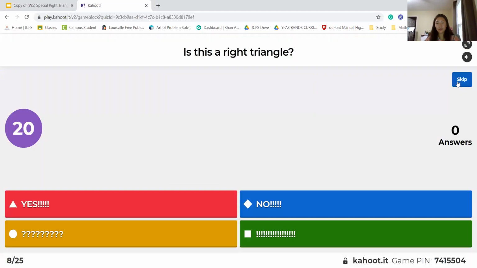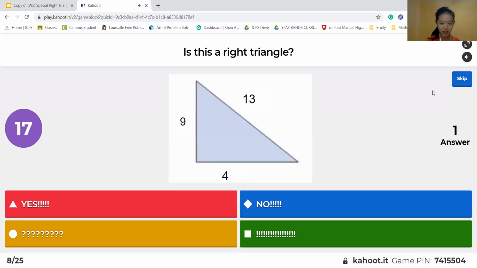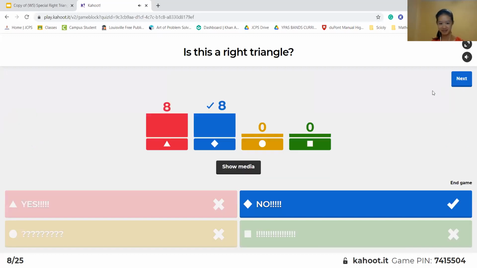Wait, did it? Why? Is this a right triangle? That's not even a... oh shoot. Couldn't you have just done a true or false? I don't know. Good point. It's a triangle, so I put yes. Uh-oh. Guys, the answer is green.